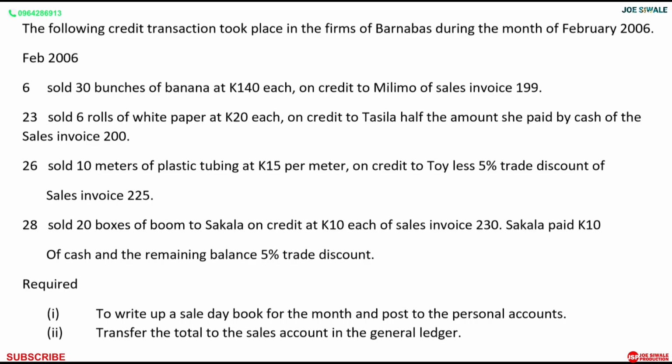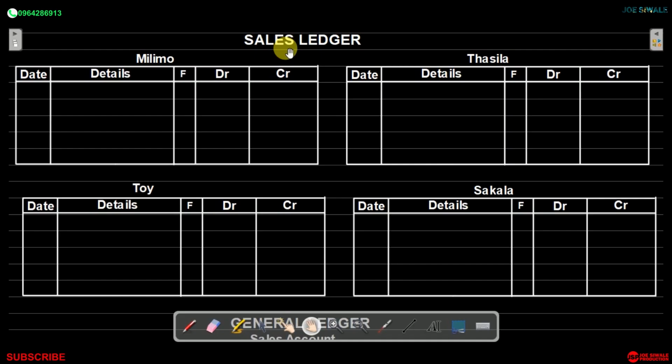So the second part of the question reads, post the personal accounts. And we have actually discussed that all the personal accounts in the sales ledger are going to be debited. So let us show the personal accounts. So for us to write down our sales ledger, we're going to start with the account for Minimum. So the information will be taken from the sales daybook. So we're going to check the transactions in the sales daybook that involve Minimum. And as you can see, we only have one transaction that occurred on the 6th of February.